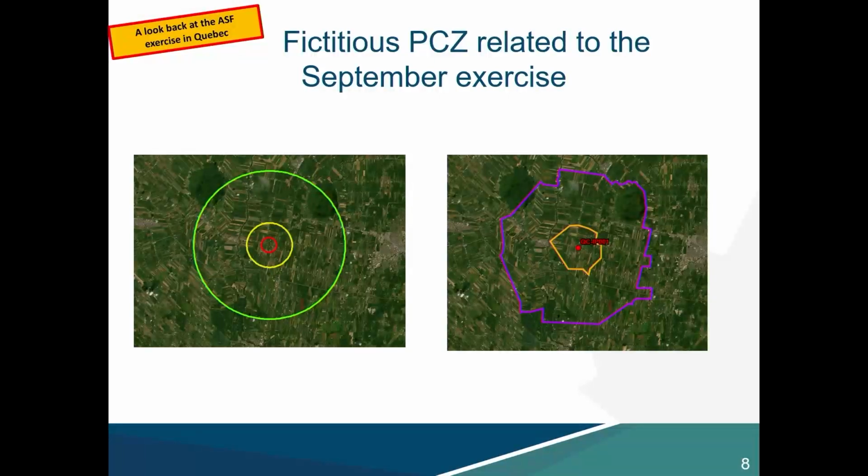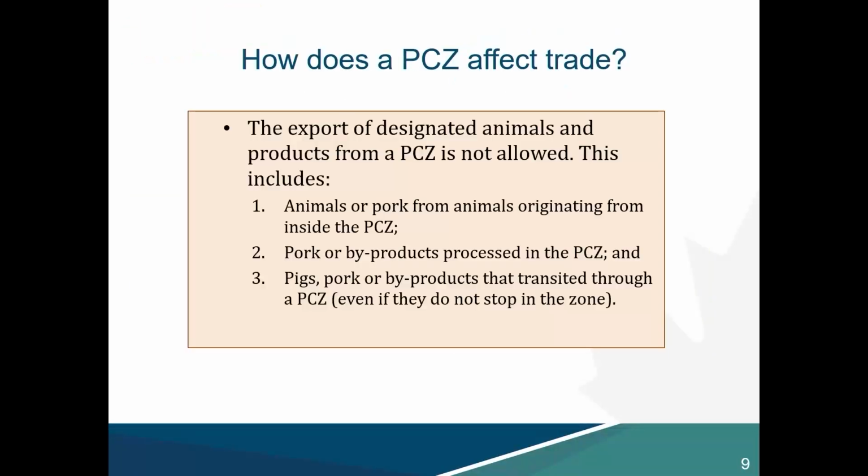Then we just try to use the roads in order to describe it. We already saw what happens when we have an outbreak of ASF.